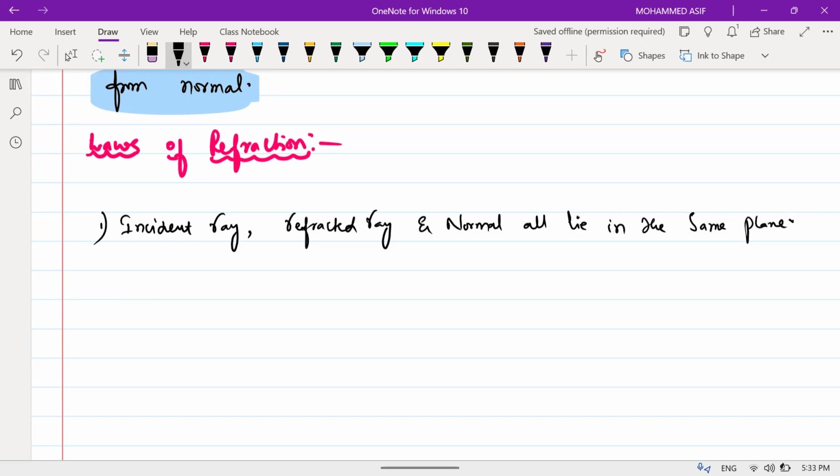So what is the first law? Incident ray, refracted ray, and normal all will lie in the same plane. That means all of them will be in only one plane, maybe the X plane or Y plane or Z plane. And the next one, very important, is Snell's law.